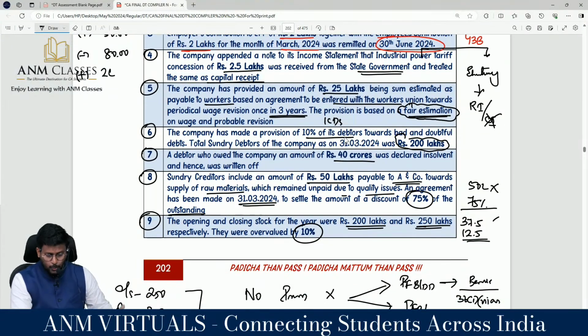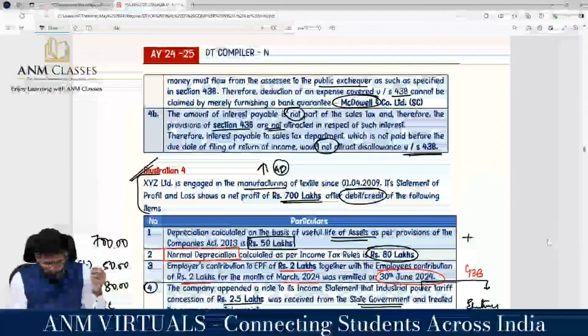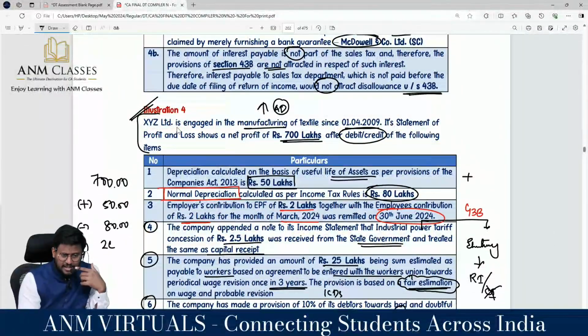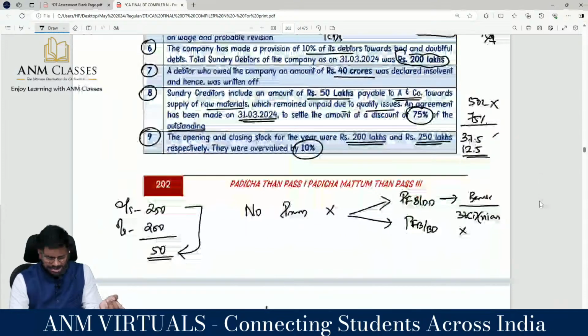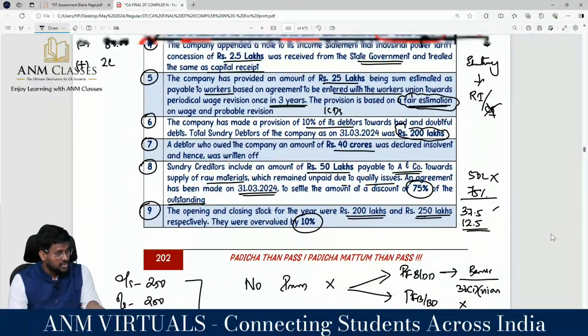Company has provided an amount of 25 lakh being sum estimated as payable to worker based on agreement to be entered with worker towards periodical wage revision once in how many years? The provision is based on fair estimation on wage and probable revision. Right? Yes, sir. Sir, XYZ Limited is engaged in manufacturing business. On 1/4/2009. Is 3 years over or not over? So many years over. That is why it is allowed as a deduction. Because they said that it is in every how many years? 3 years. Wage revision in 3 years.